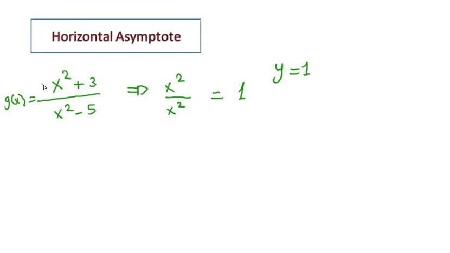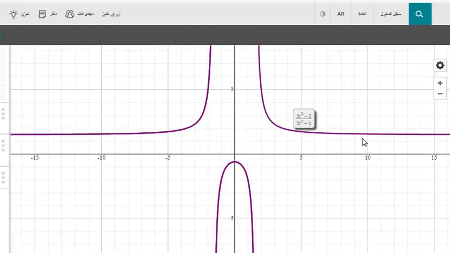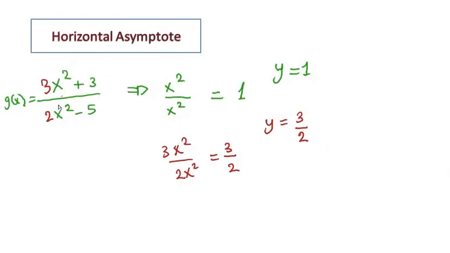What if the coefficients here are different? Let's say 3 and 2. The horizontal asymptote will be at y equals 3 over 2 when you divide 3x squared over 2x squared. And this is 3 over 2. We see here that the horizontal asymptote is at y equals 3 over 2 or 1.5. So if the degree of the numerator is the same as the degree of the denominator, then the horizontal asymptote is found by dividing the two coefficients of the leading terms.